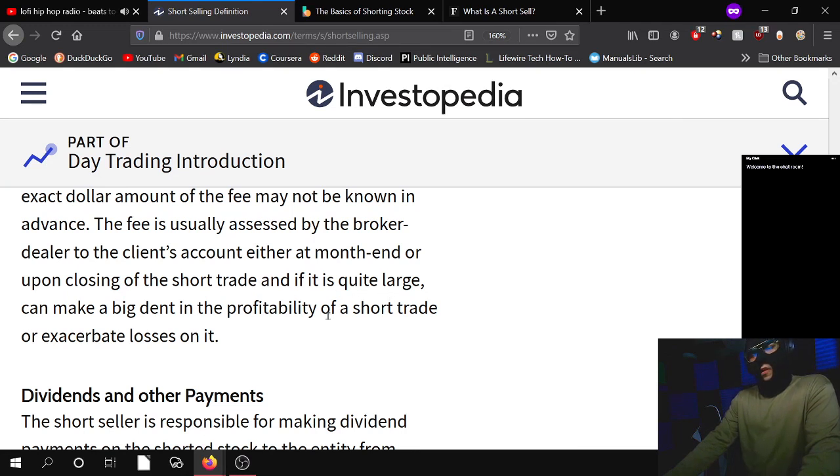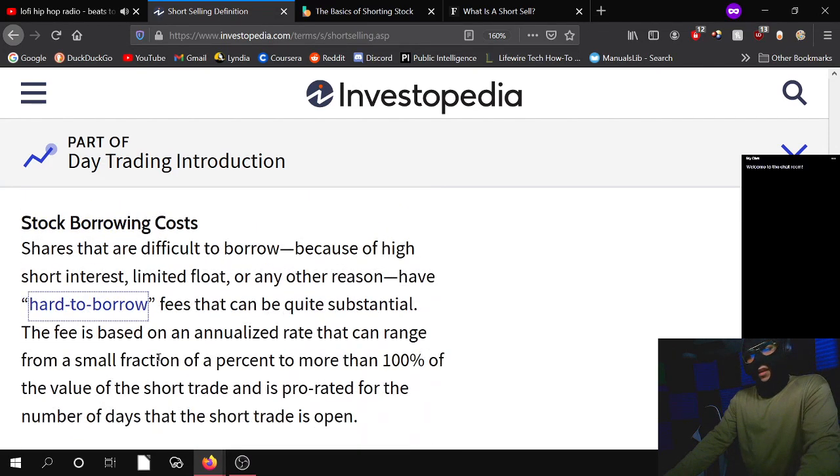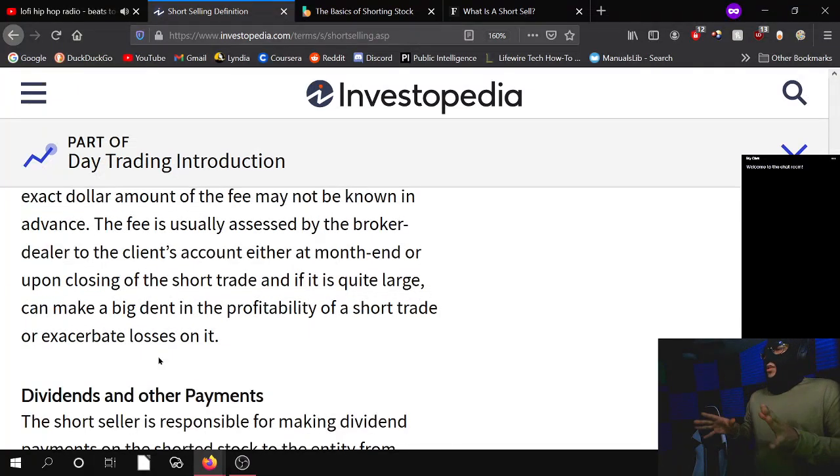And if it's quite large, it can be a big dent in the profitability of a short trade or exacerbate losses in it. So even brokerages like these application services can have their own way of how they run things, even if you don't necessarily agree. It's something a lot of brokers do look at.